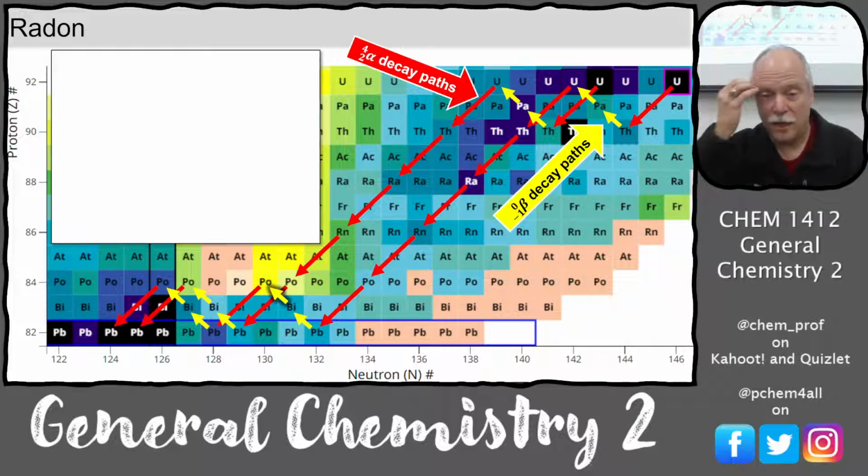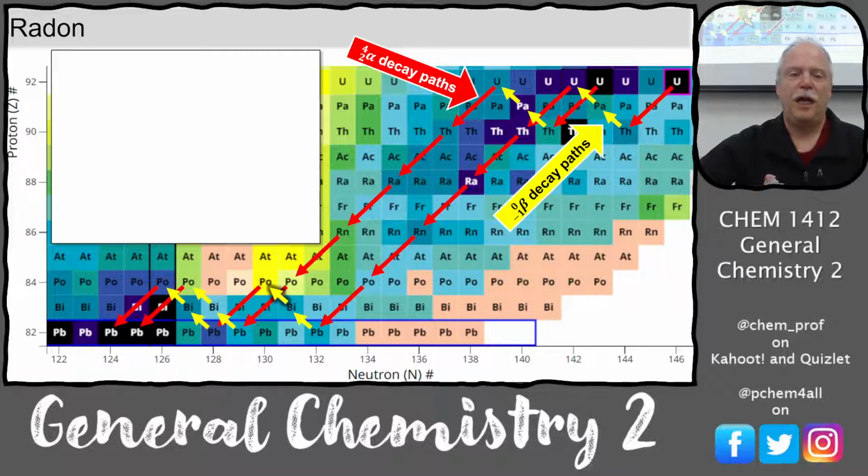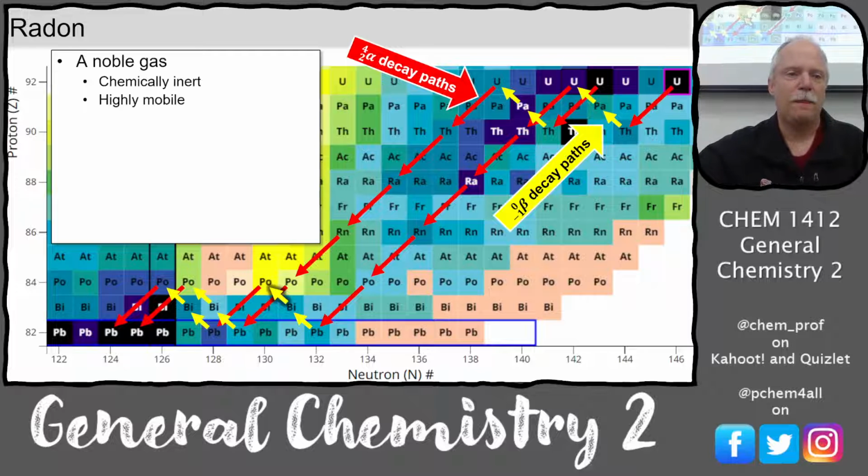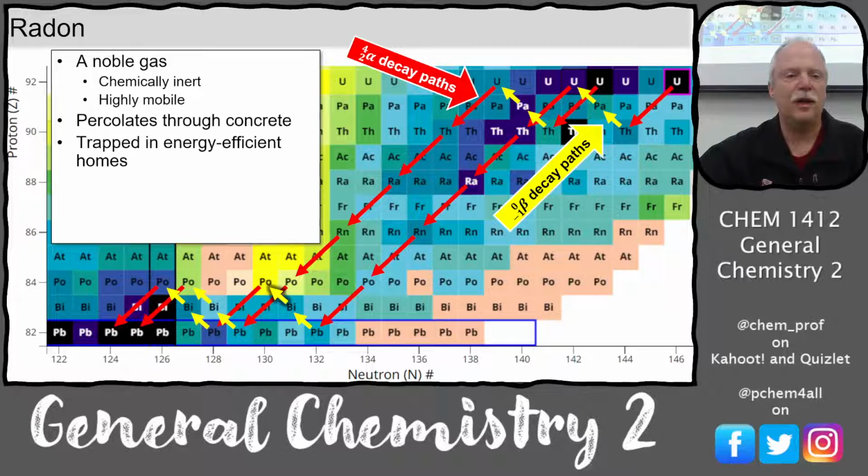And so let's talk about injury to our lungs. Radon is probably the biggest culprit. I showed you this decay path from uranium down to lead. And so once it hits radon, it's now chemically inert, it's a noble gas, it's highly mobile, and it'll percolate through the rock in the soil and even through concrete. And it's trapped in energy efficient homes.